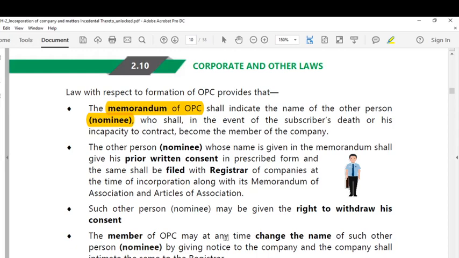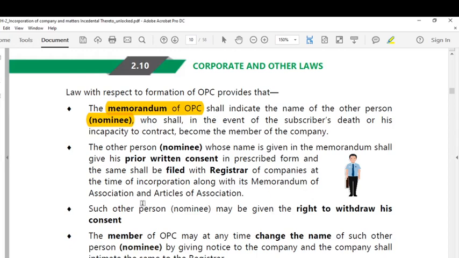So, if something happens to one person, the other persons will be there and they will continue the business. But in the case of a one person company, only one person will be there. If something happens to him, then there should be someone to step into his shoes and continue the business. So that is why the special provision is there in the memorandum while incorporating an OPC. The name of the other person who is called a nominee must be mentioned in the memorandum.